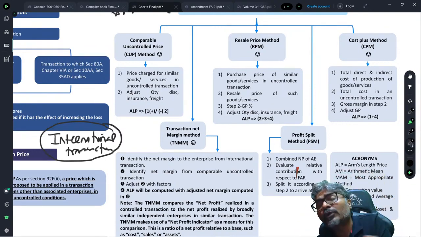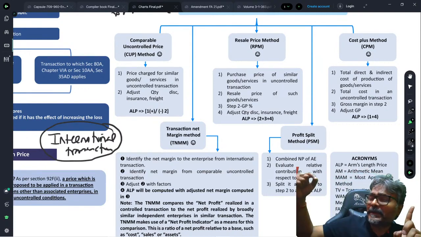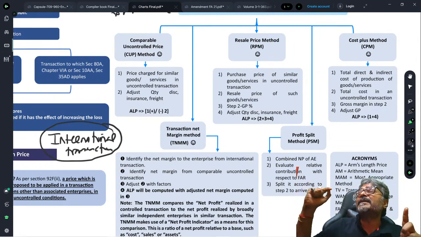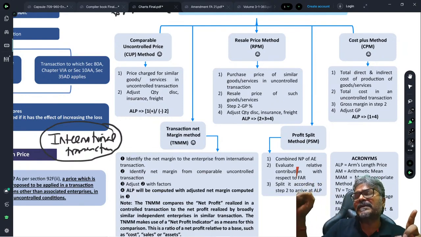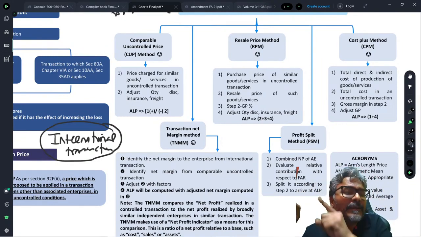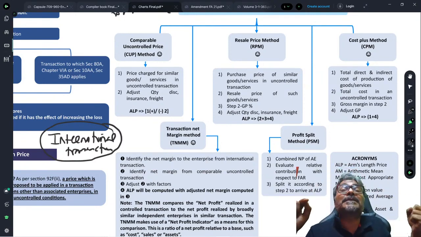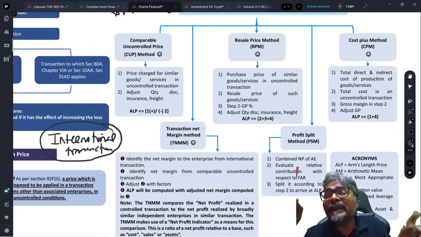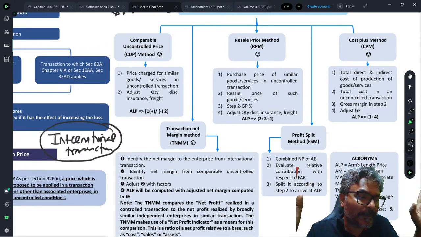Many students are saying, sir, how do we make the adjustment? So adjustment would be like, please be very careful. The price which has been charged in the comparable uncontrolled transaction, that particular price, students, needs to be aligned with the factors which are available or not available in the international transaction. Always keep this point in mind.